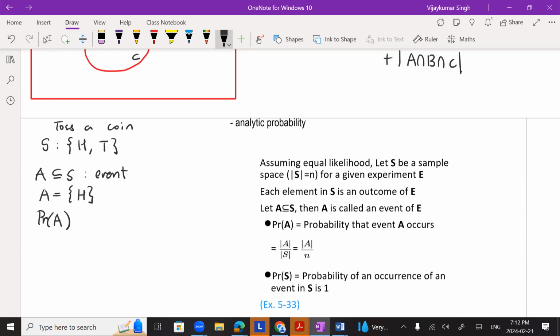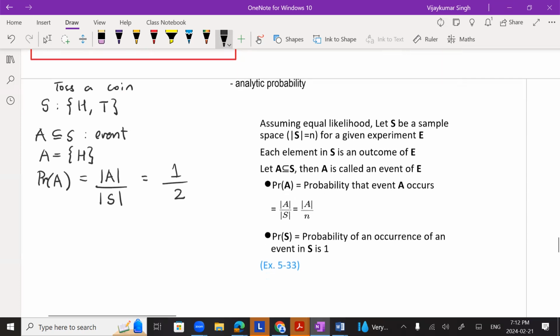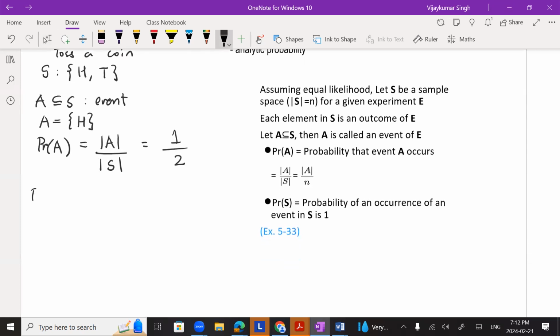The probability of event A happening is the size of A divided by the size of the sample space. Size of A is 1, size of sample space is 2. So the probability of A happening is basically 1/2. Is that okay? So this is the idea behind probability. Let's look at some more examples. Suppose we roll a 6-sided dice.